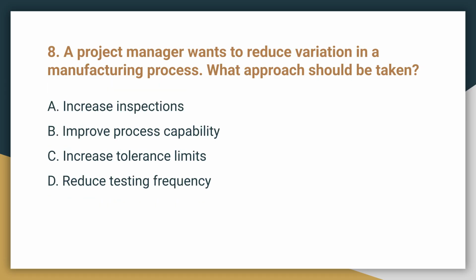Question 8. A project manager wants to reduce variation in a manufacturing process. What approach should be taken? The correct answer is B. Improve process capability. Improving process capability directly reduces variation and improves consistency in the output.